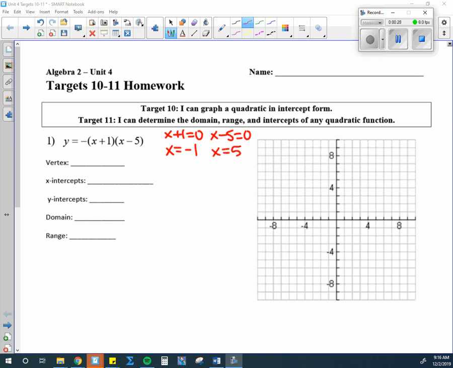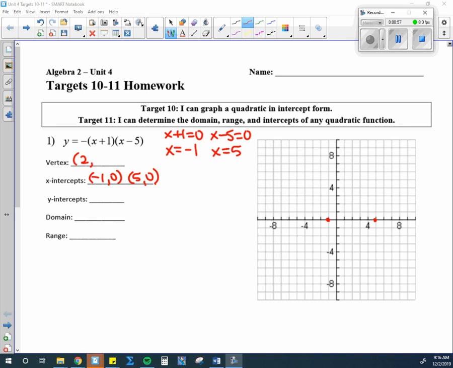So I'm actually going to go ahead and fill that in here for my x-intercepts. I'm going to write them as coordinate points, so (-1, 0) and (5, 0). I will then plot those on my graph. And then to find the x-coordinate of the vertex, I'm going to count into the middle between those two x-intercepts, and I will get +2. That is the x-coordinate of my vertex.